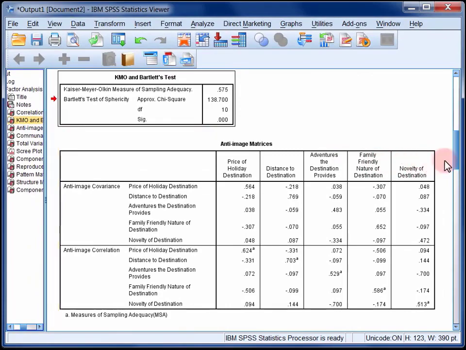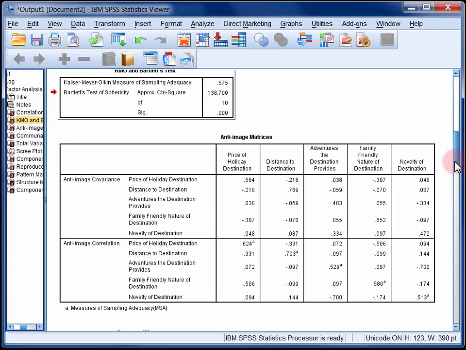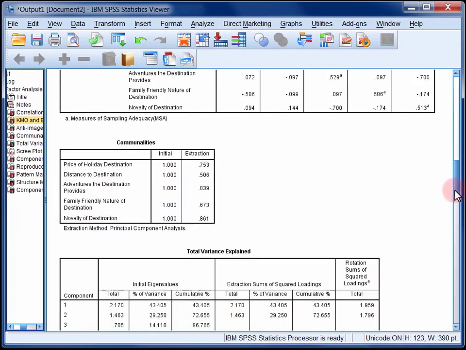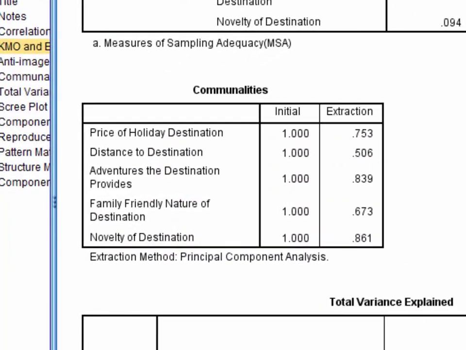Now the next table, if we scroll down, is a table which reports the initial and the extracted communalities. The initial communalities represent the total proportion of variance in each item, which is always going to be 1. The extracted communalities indicate the proportion of variance in each item which can be accounted for by the extracted components in combination. The higher these figures are, the better.